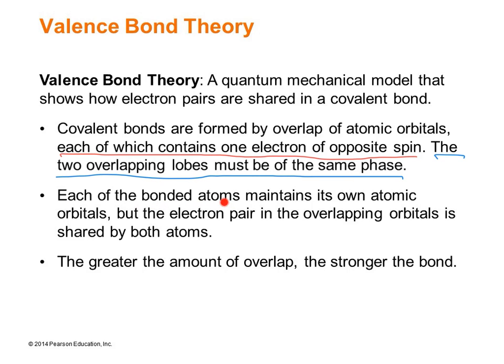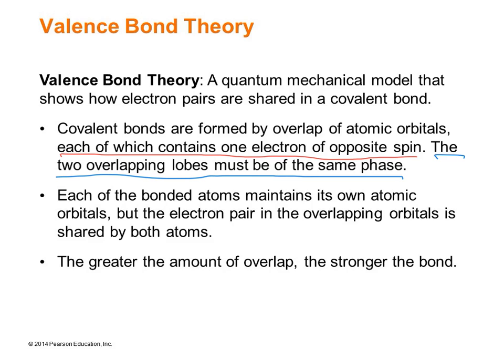Each bonded atom maintains its own atomic orbitals. Again, no glorious destruction. Where can an evil genius find solace in quantum mechanics? But the pair of electrons, even worse, are shared in the overlapping orbitals shared by both atoms. The greater the amount of the overlap, the stronger the bond. In other words, the more interests they have in common, the stronger the bond.